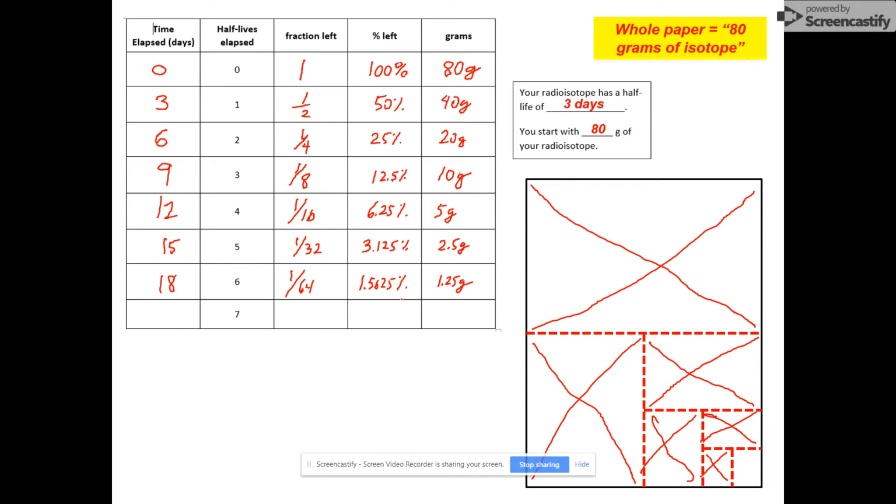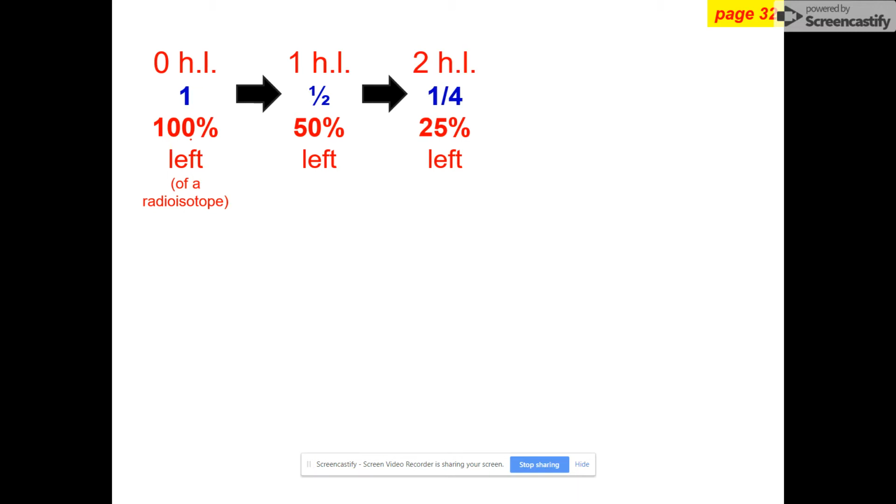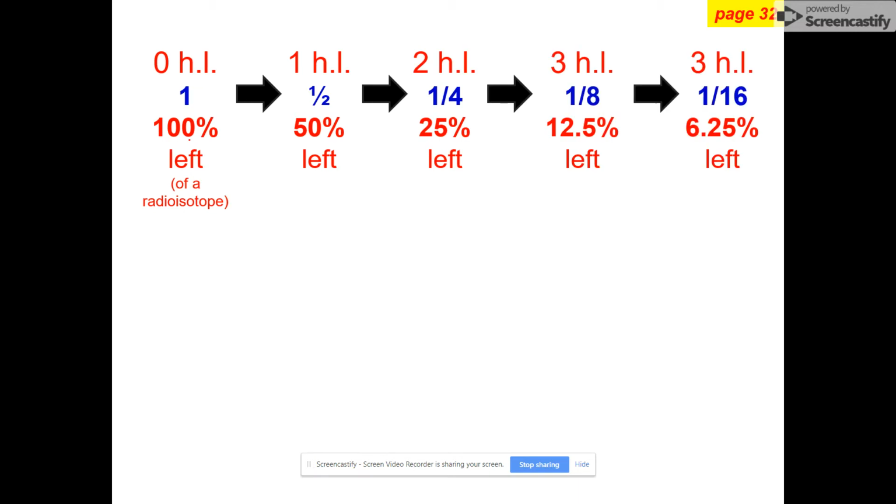Okay, so that's just taking you through kind of a visualization of what half-lives mean. Another way to think about it is this. At 0 half-lives, we've got the whole thing. We've got 100% left of our radioisotope. That's what we start with, 100%. At 1 half-life, we got a half left. That's 50% left. 2 half-lives is a fourth. 3 half-lives, we've got an eighth. Whoops, that's supposed to be a 4 half-lives. That should be a 4. Okay, 4 half-lives is 1/16.